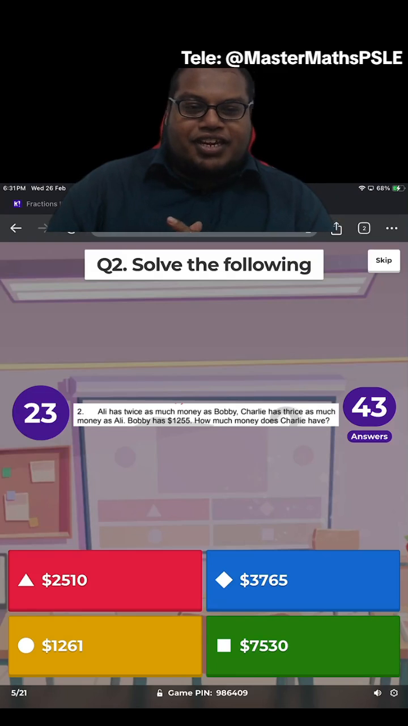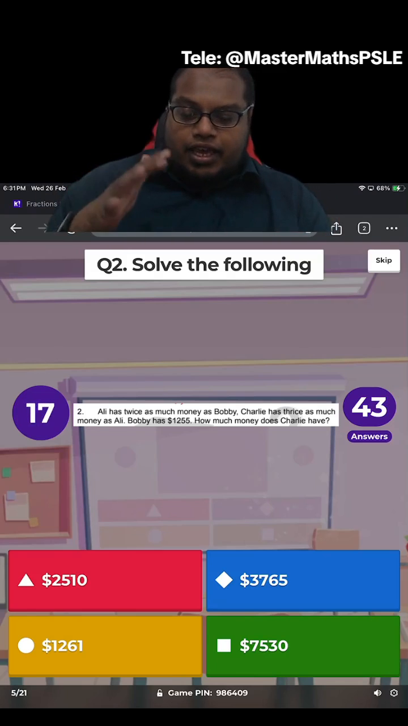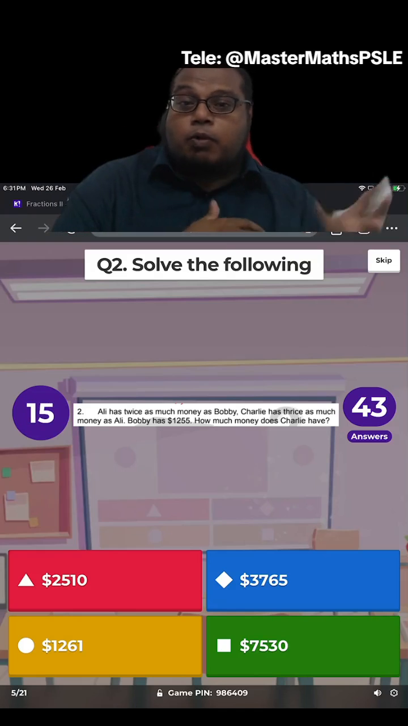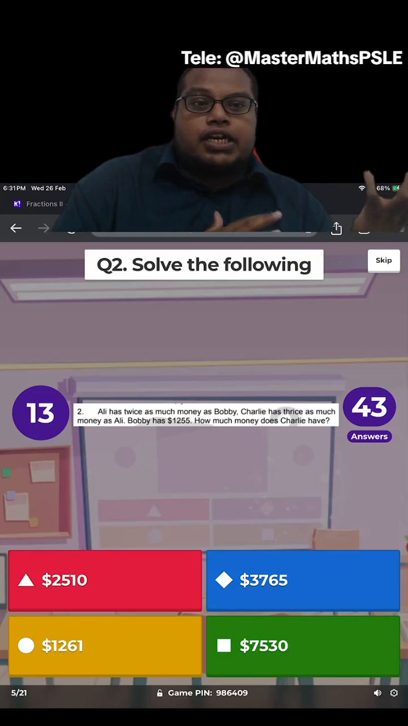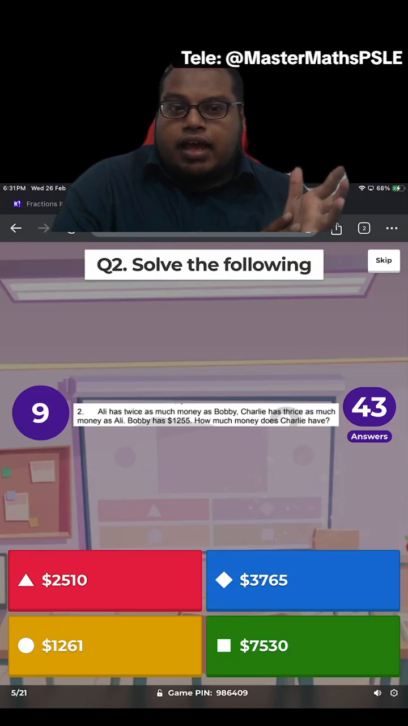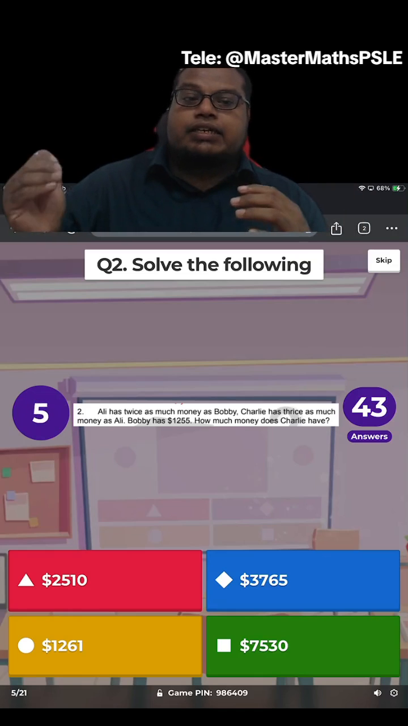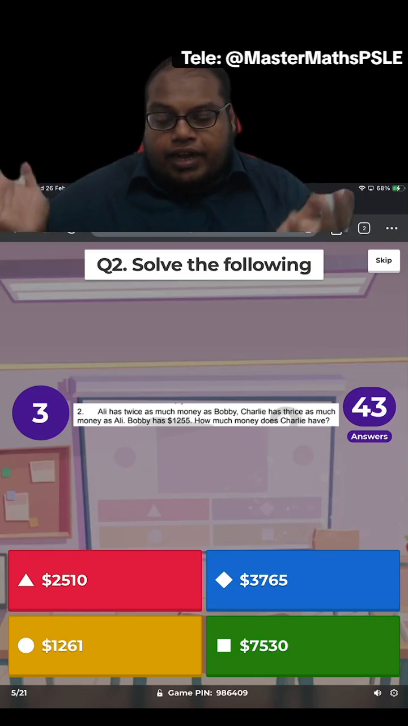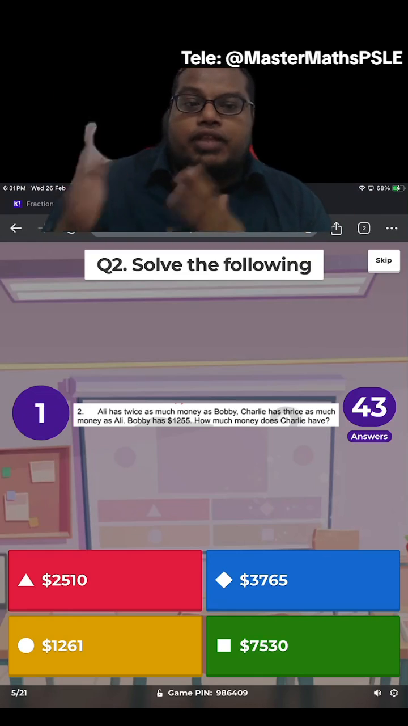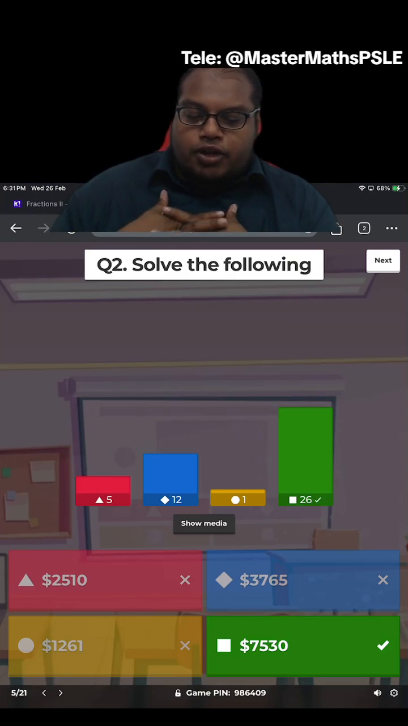Alright, 43 people have answered and we have 20 more seconds. Okay, so this is comparison. Okay, Ali got twice as much as Bobby. So if you are doing comparison, how many units is Ali and how many units is Bobby? Then after that, Charlie got thrice as much as Ali. So whatever Ali has, Charlie is 3 times of that. Very good. Most of you got it correct.